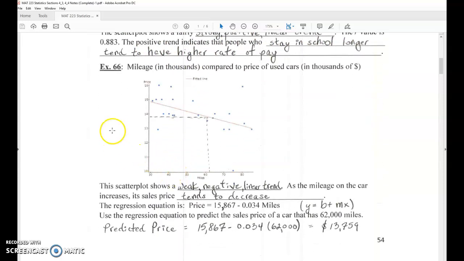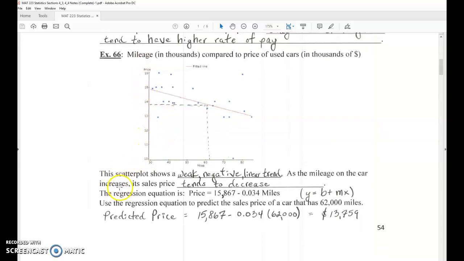Example 66. Let's say we were looking at mileage in thousands on a car compared to the price of used cars in thousands. This is the number of miles in thousands, so this would be 60,000, 70,000, etc. miles that the car has been driven. And then these are the prices of the car in thousands: 11,000, 12,000, 14,000, 15,000, 16,000, etc. So that's kind of weak. It's negative. You can see that as X increases, as the mileage on the car increases, its sales price tends to decrease.